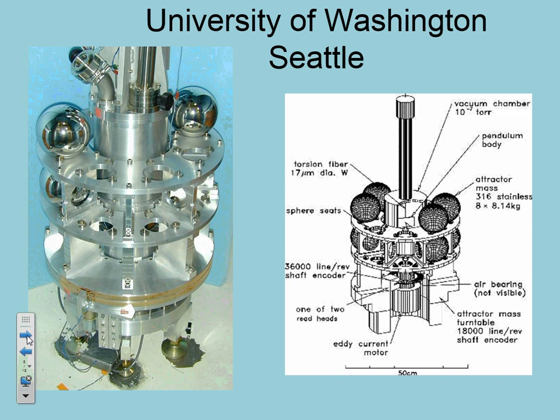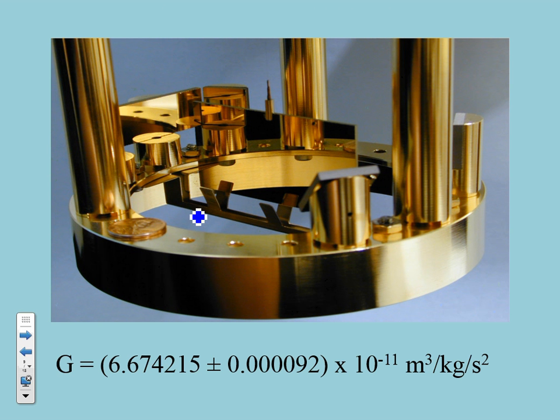The University of Seattle has tried to measure it more precisely, but it's still one of those elusive measurements because it is so weak. But you can see the large spheres. Inside is a wire that they look at the twisting, and then this part acts as a pendulum. And that's this pendulum part. There's the wire coming off, and this is their value of G, 6.674215, plus or minus that small amount. But still they say that it's, I want to say, about 0.15% off.